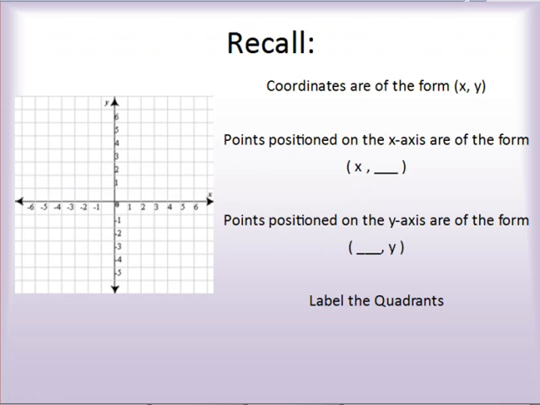Next page. Some things we need you to recall. I need you to recall that coordinates are of the form (x, y). Hopefully you didn't sleep through all of Algebra 1, and so you know that. Points positioned on the x-axis are of the form (x, what)? If a point is on the x-axis, the y value is 0. Points on the y-axis have an x value of 0, and then I need you to label the quadrants. So that's 1, 2, 3, and 4. Okay? And these are called Roman numerals, made famous by ancient Greeks.